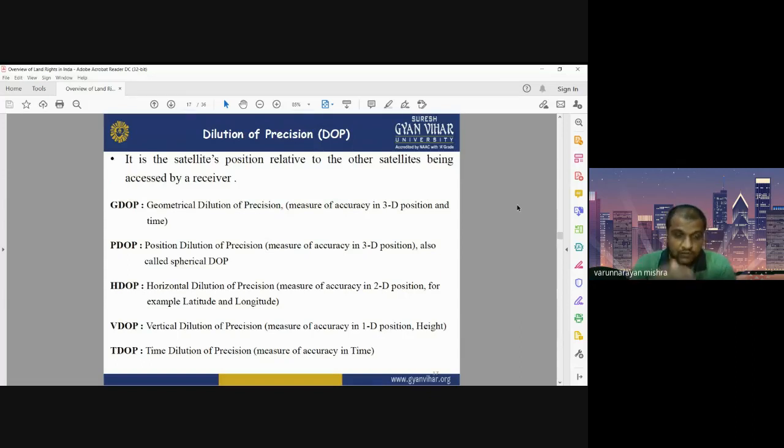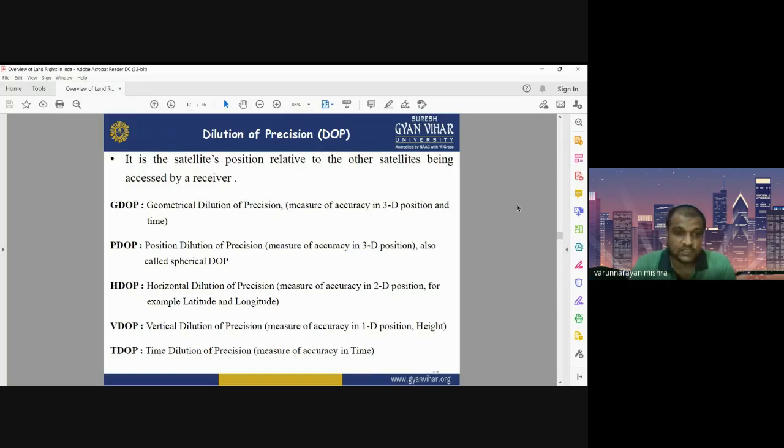Because we all know that at least four satellites are required to get the positioning and timing on the Earth surface. So the position of each satellite with respect to the other satellites is known as dilution of precision. There may be different kinds of dilution of precision: GDOP, PDOP, HDOP, okay, and VDOP, TDOP. All these kinds may have different applications.